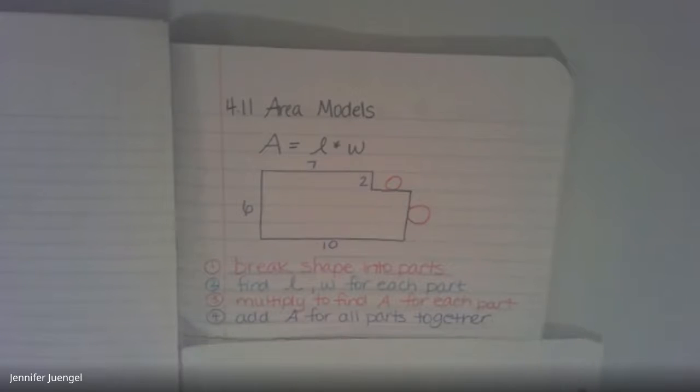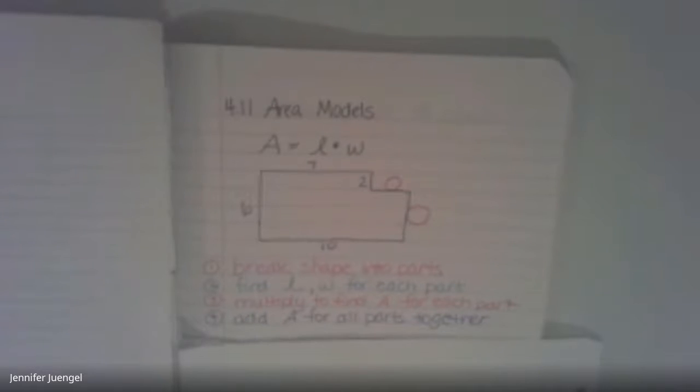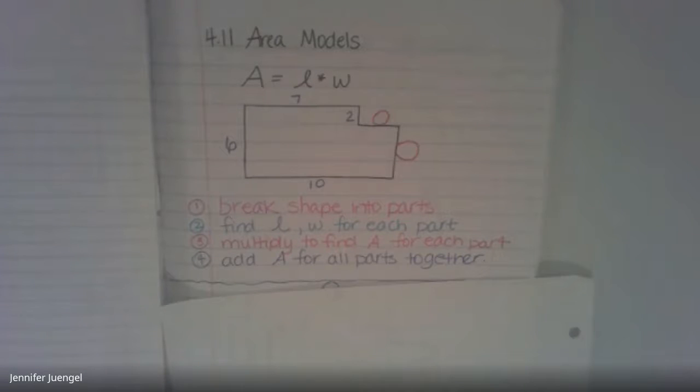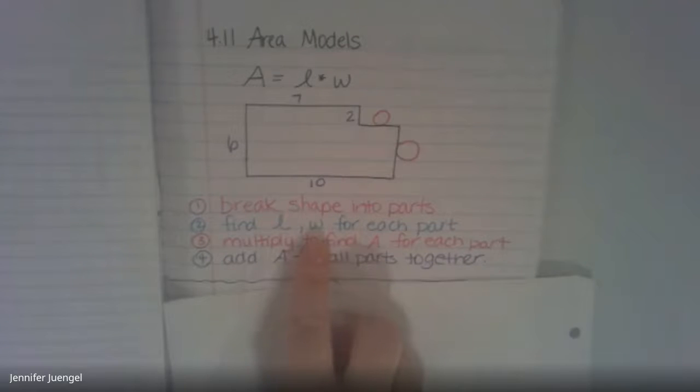The other thing that you're going to want to know is that there are some simple steps that you should follow in order to be able to solve these problems. So obviously the first one on a shape like this is, rather than trying to find the area of the whole entire shape, one of the first steps that you should do is to break the shape into parts, smaller, easier to manage parts. After you do that, you're going to want to make sure that you find the length and the width for each part that you have broken the shape into, because sometimes the story problem will tell you all of the numbers that you'll need.